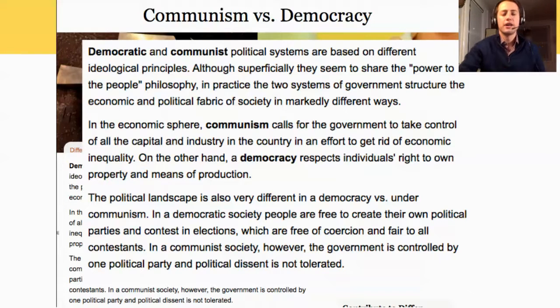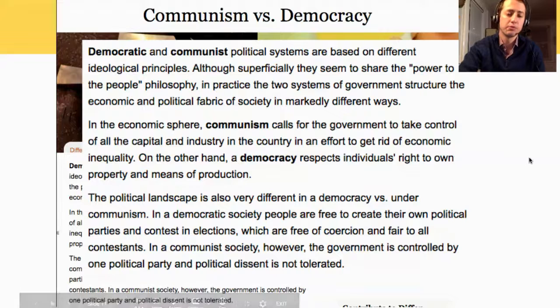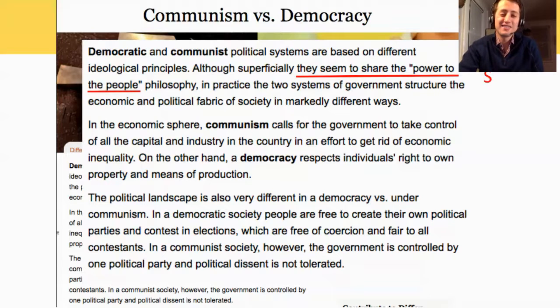So this starts off: Democratic and communist political systems are based on different ideological principles. Although superficially they seem to share the power to the people philosophy, in practice, the two systems of government structure the economic and political fabric of society in markedly different ways. So the first thing that jumped out at me is they actually kind of gave me a similarity. Even though they say that they're very different, this is a similarity. Both political systems do try to share the power of the people.